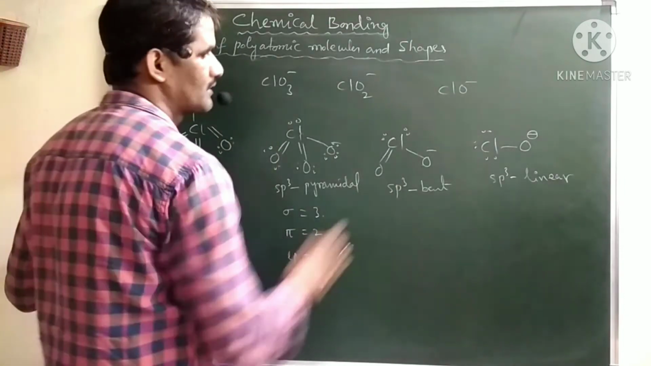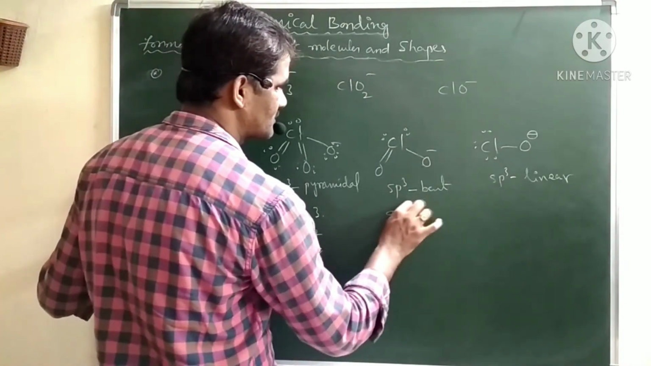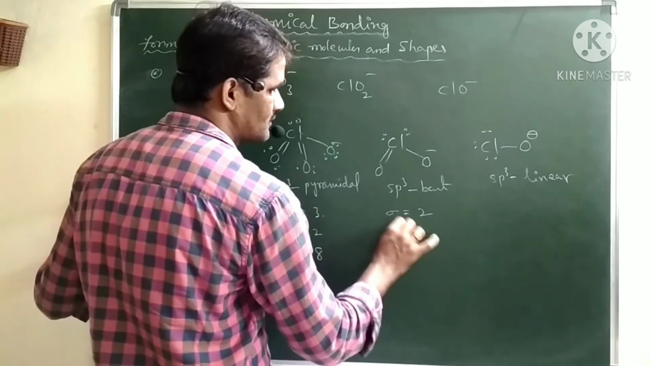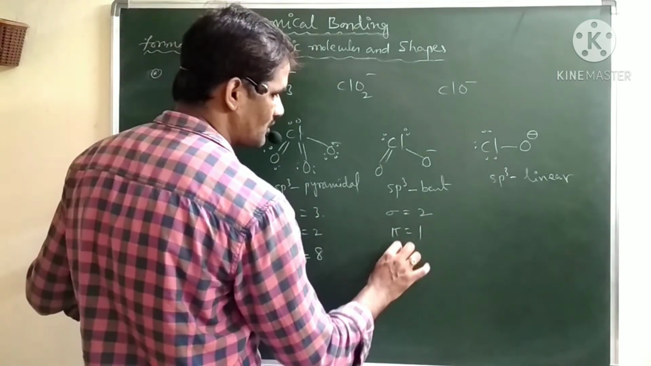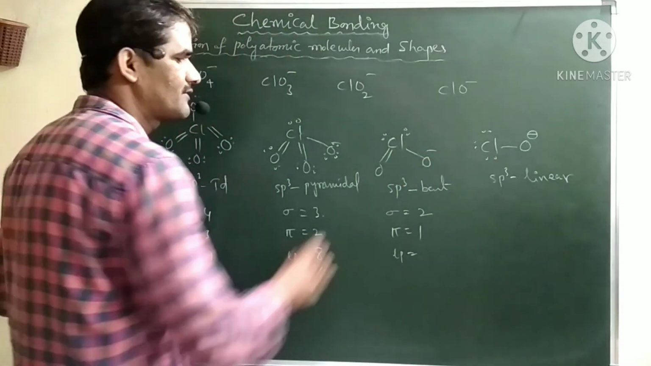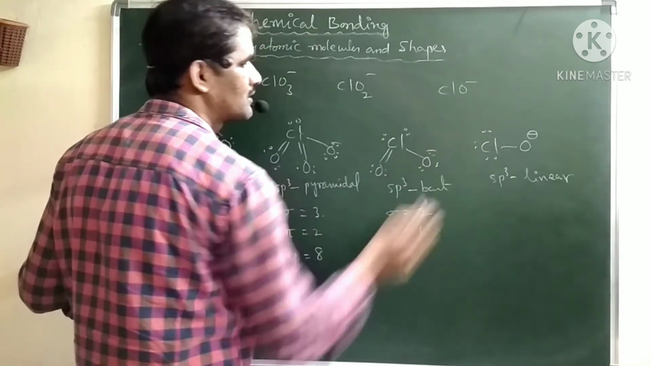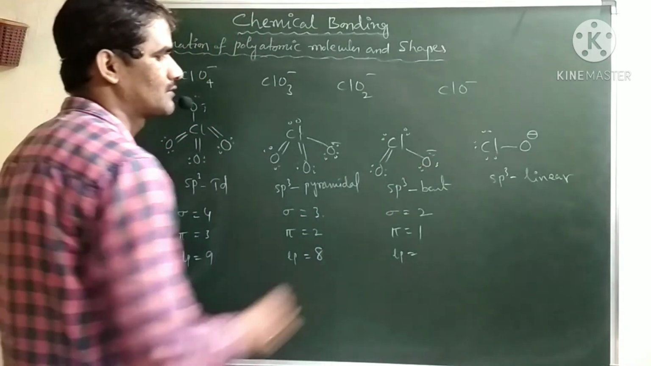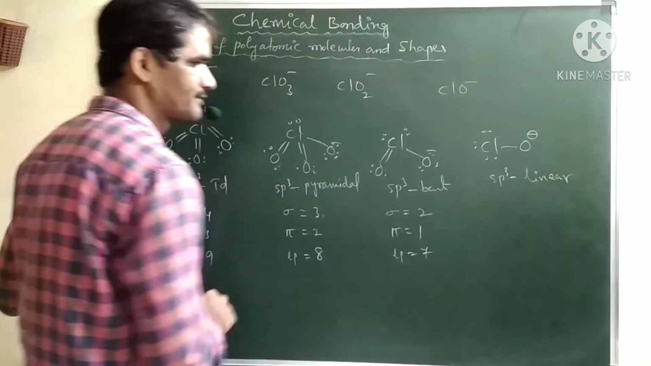And next, similar to this one, sp3 hybridization. We have 2 sigma bonds and 1 pi bond, and if we see the lone pairs, the central atom has 2, but the terminal oxygens also have lone pairs. Now 2, 3, 5, 2, 7 lone pairs.